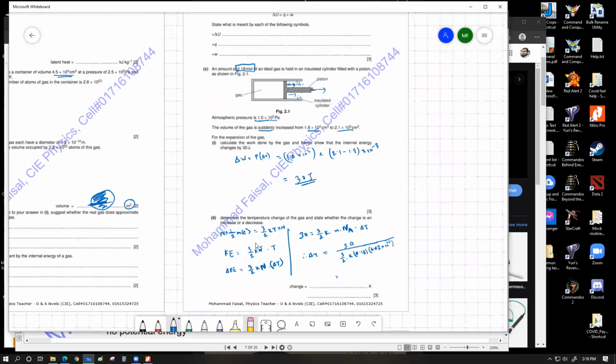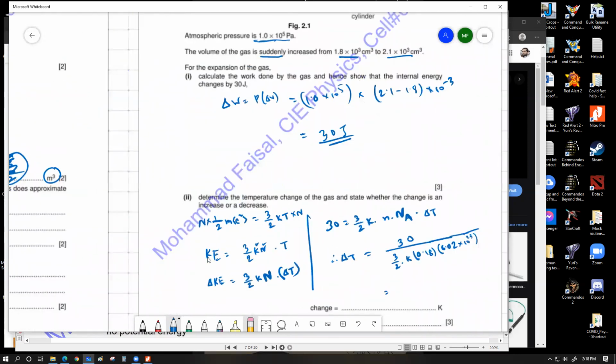I mean, number of molecules into half mc square gives us the total kinetic energy content of this thing, and the variation of kinetic energy is going to be transferred into the variation of temperature change. All of this equation looks logical, right? But for some reason, sir, they did not consider 3/2 within the part.